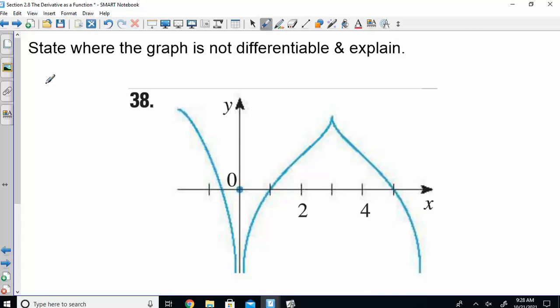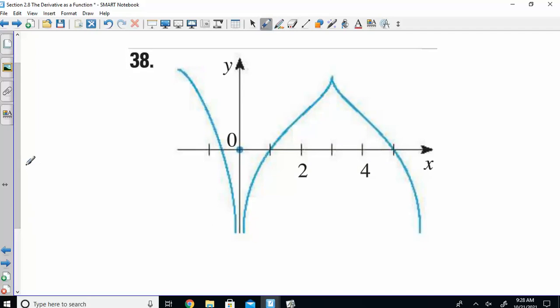So then, on your homework, you get into ones where it's asking you to look at a graph and tell you where it's not differentiable. So where does the derivative not exist? Remember, things that make it not exist would be sharp corners. Does that happen anywhere? 3. So x equals 3, and my reason would be the corner.